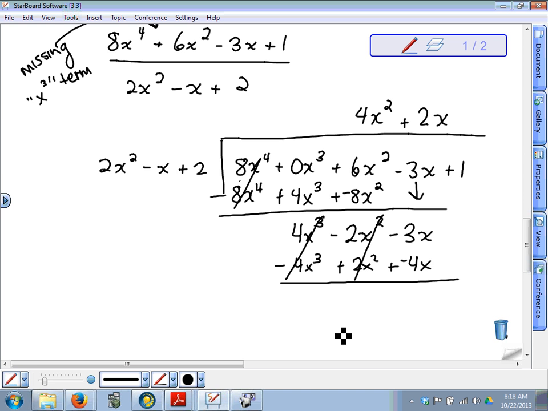Both of the first terms cancel. That doesn't happen very often. We get a negative 7x, drop down the positive 1. And this is the remainder. We know that because this negative 7x plus 1 has a degree of 1. The divisor has a degree of 2. Since this has a smaller degree, we consider that the remainder.